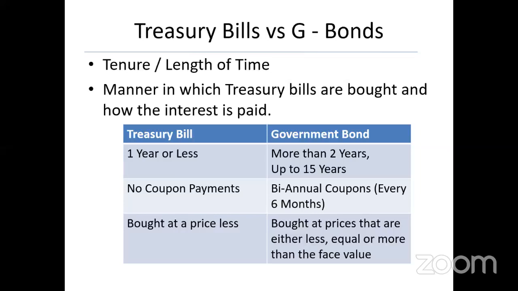Great. So when you get treasury bills, you typically buy them for less than they are worth. That difference between how much they are worth and how much you actually pay for them is the interest on your treasury bills. And then for bonds, there are three scenarios that might happen. You might buy a bond at a price less than it is worth, at an equal amount, or even end up paying more for it.